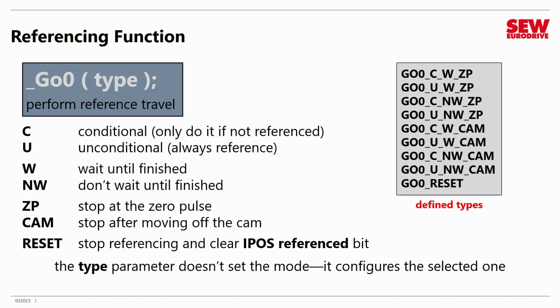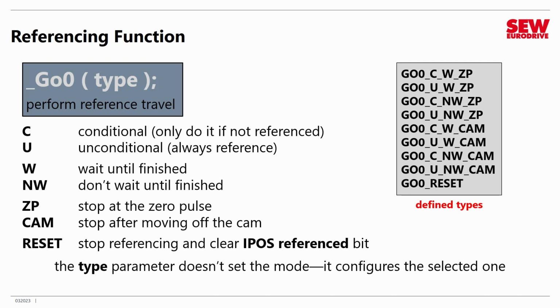What this actually does is it stops referencing and clears the IPOS referenced bit. So if you're in the middle of referencing and you want to terminate it, you can call reset. Or if you just want to clear the IPOS reference bit to force the drive to always re-reference, you can call reset as well. Those are your types.